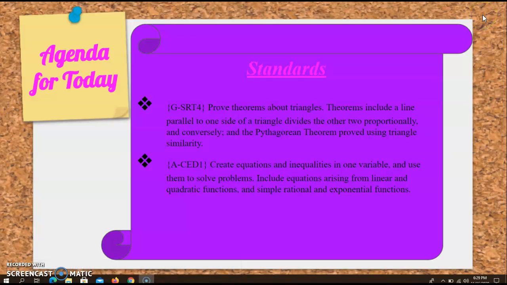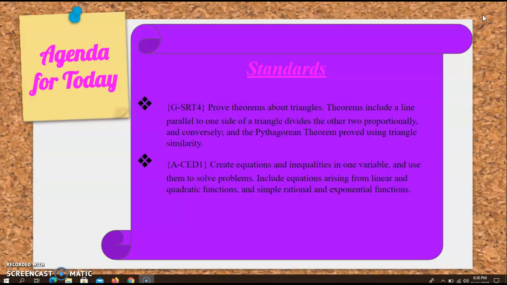Okay, today class, the standards that we're going to touch base on come from two disciplines, geometry and algebra. The first one is geometry. The standard is G-SRT.4, prove theorems about triangles. Theorems including a line parallel to one side of the triangle divides the other two proportionally and conversely, and the Pythagorean Theorem proved using triangle similarity.